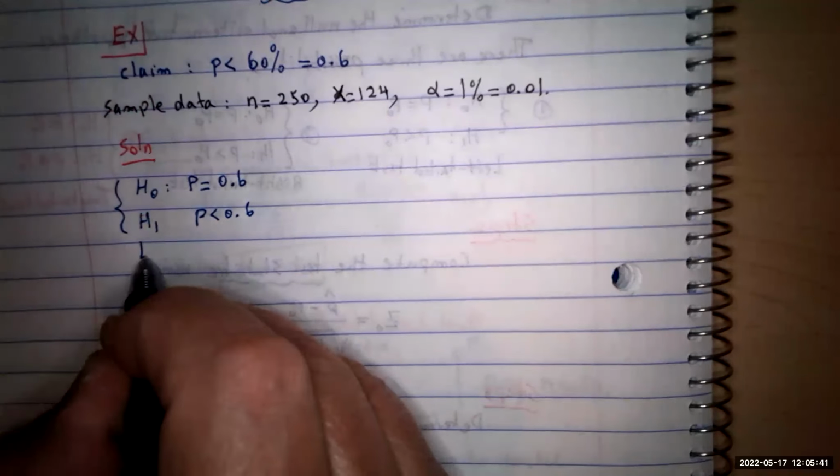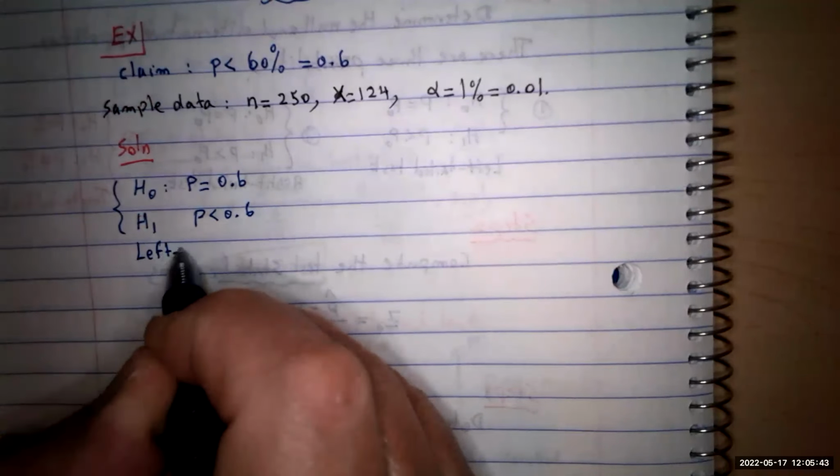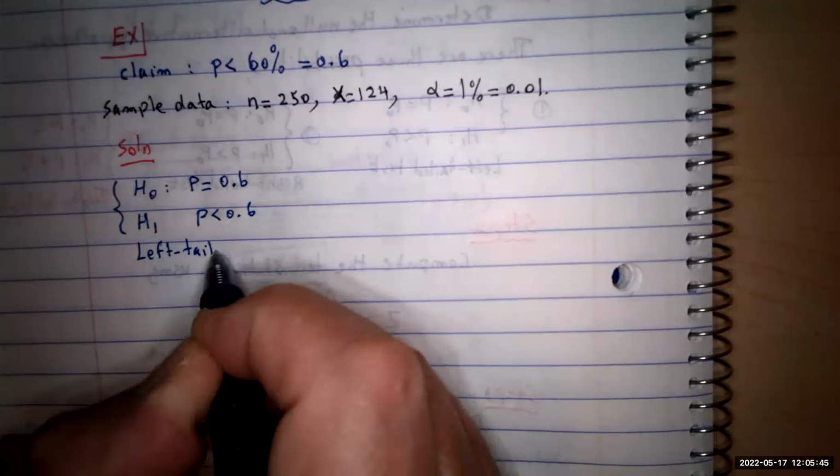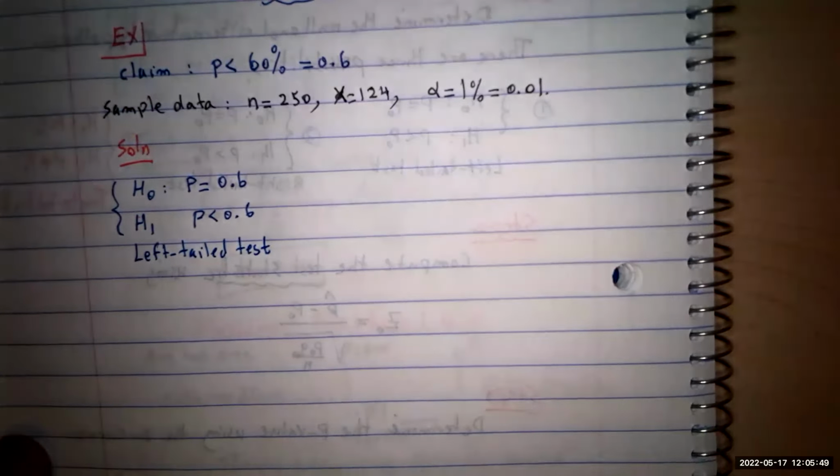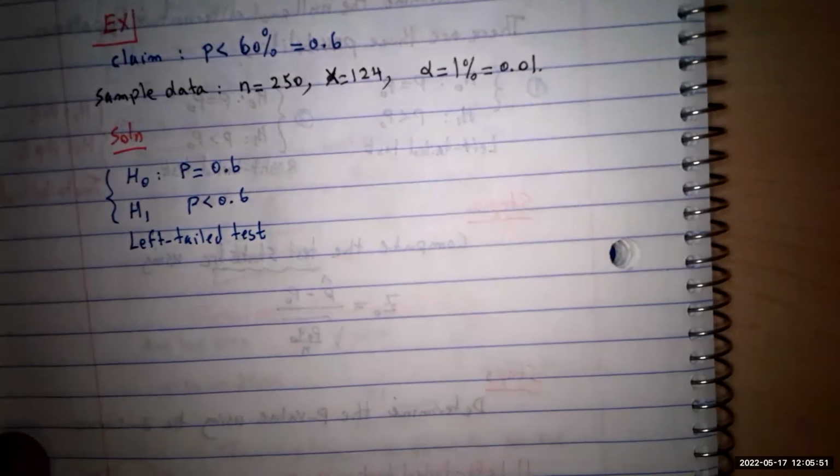So you are going to have a left tail test. It's going to be a left tailed test. That's step 1, but you have to write it down. I'll check your quiz quickly to see if you did it all right.